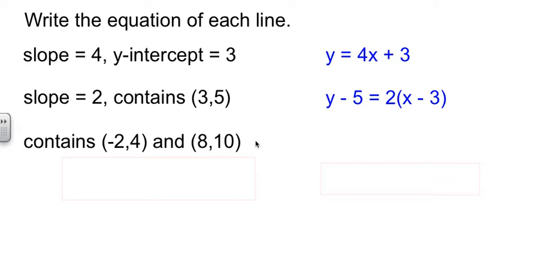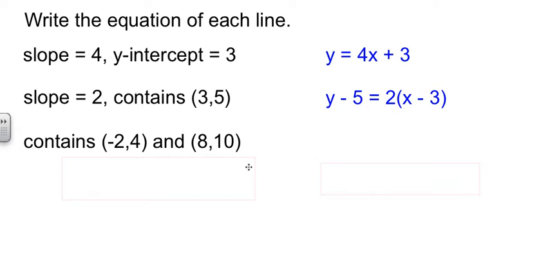Consider our third problem here. They gave me 2 points. Well, we said on the previous page that to be able to do one of these kinds of problems where we write the equation, we need 2 things. We need a point and we need a slope. Well, points I got. Slopes I'm fresh out of. But we know how to calculate one. We've studied that.